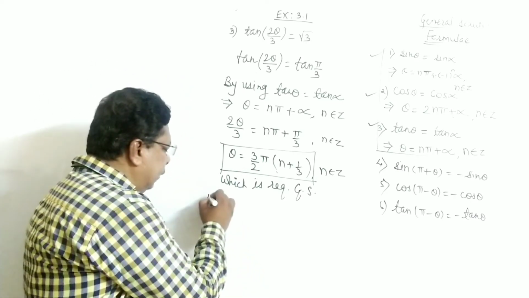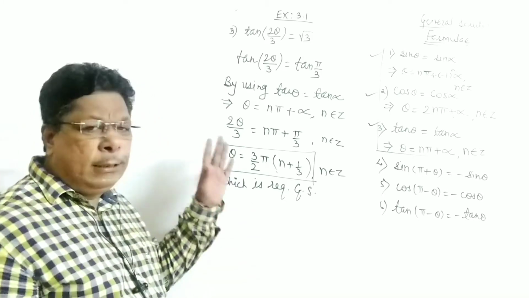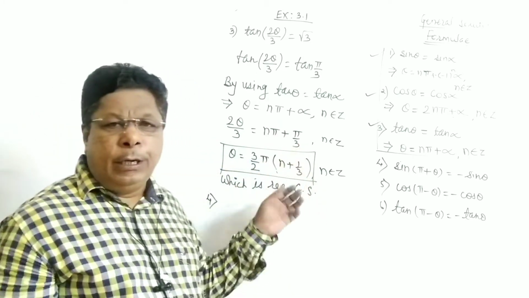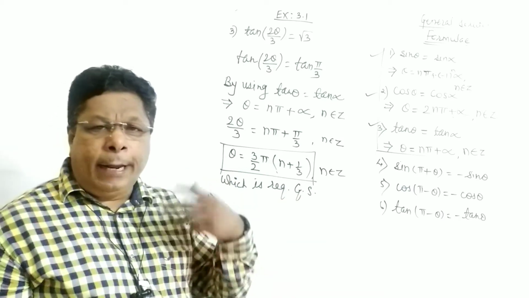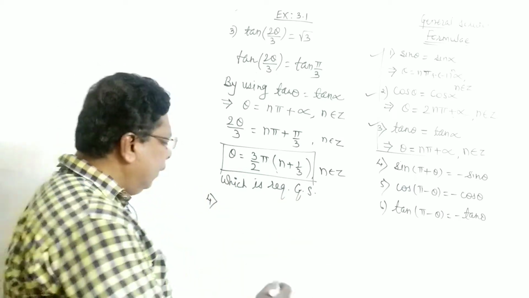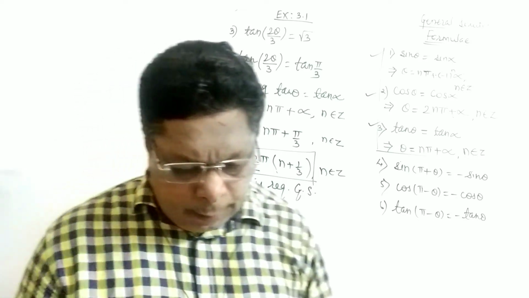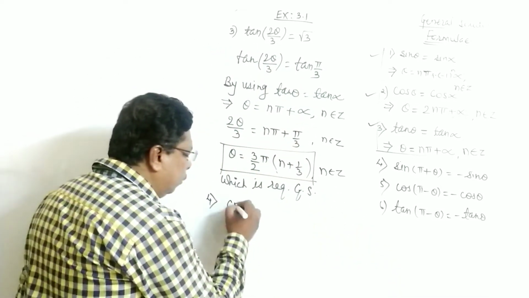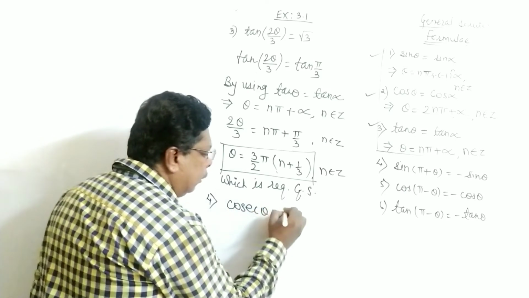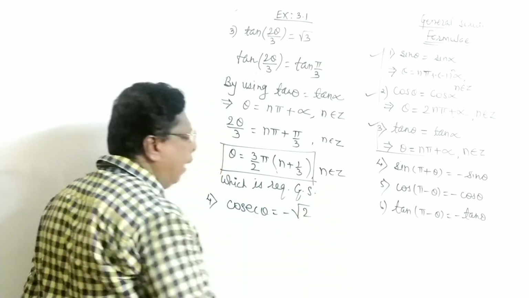Okay, now we take the next one. We have taken the first three sums for positive numbers, solutions of trigonometric equations for positive numbers. Now we take negative numbers. Now the next one, cosec theta equal to minus root 2.